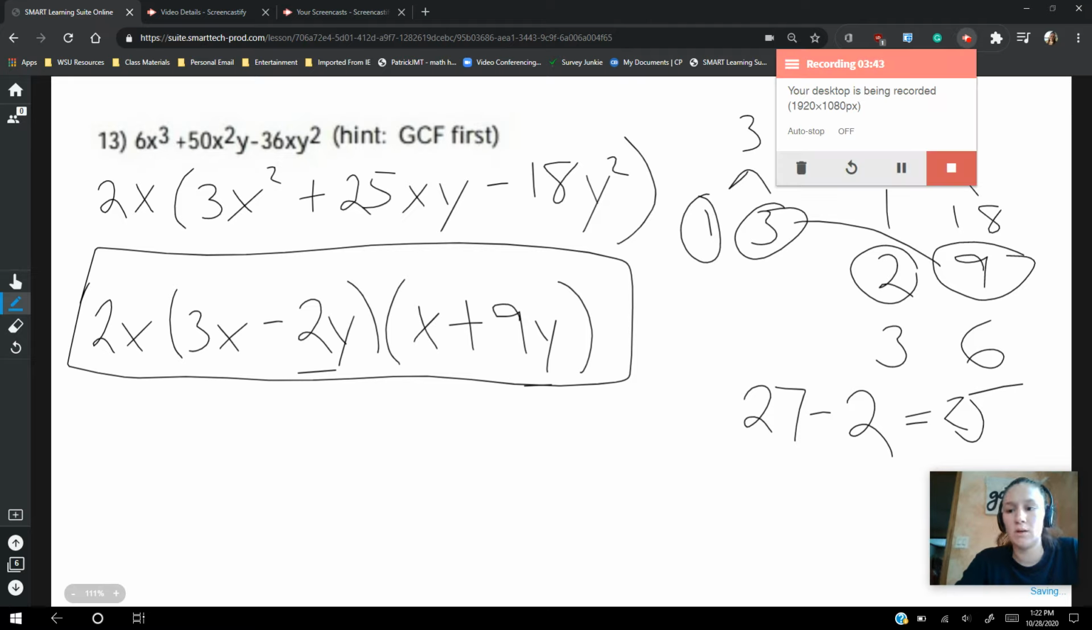There'll be one more video for explaining the difference of squares, difference of cubes, and the sum of cubes.